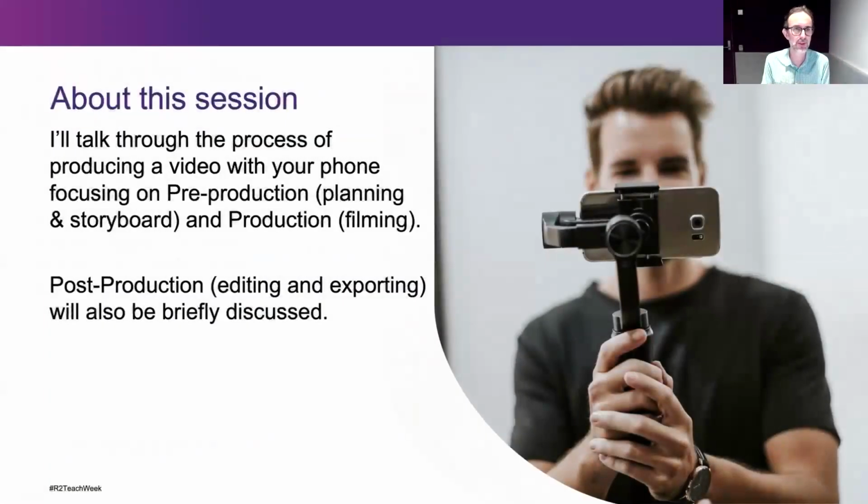As I just mentioned, we're going to talk through the process of producing your own video using your phone. So we're going to focus on the pre-production process and the production process. The pre-production process is essentially the planning of it, what you're going to do, scripts, those kinds of things, just basically planning out exactly what you're going to be filming. And then production.